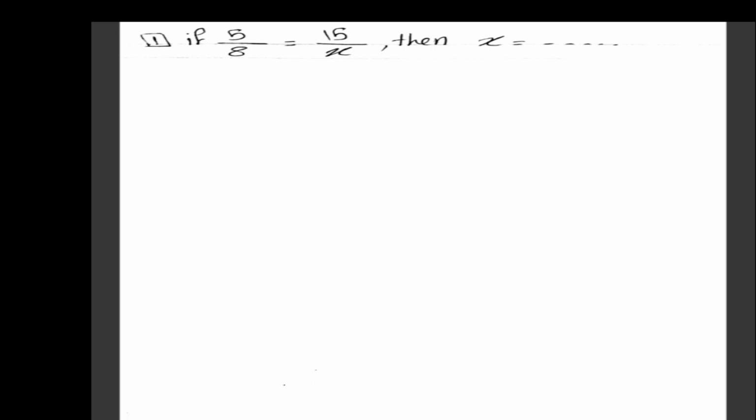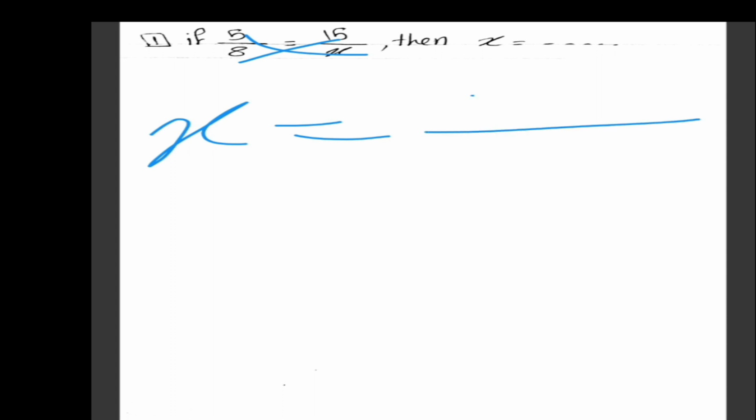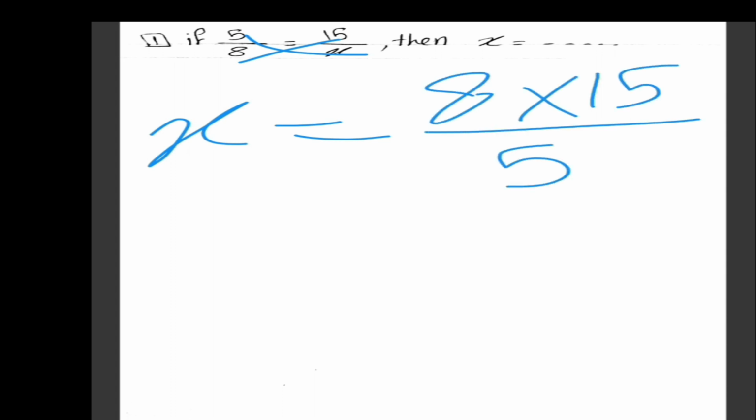In this example, he says that if 5 over 8 equals 15 over x, then x equals what? These two ratios represent proportion. To get the value of x, we make a cross. So it's 8 times 15 over 5. So the answer will be 24. So the value of x will be 24.